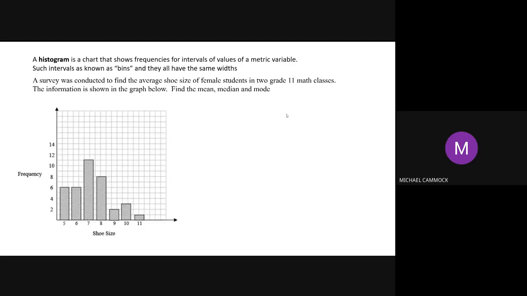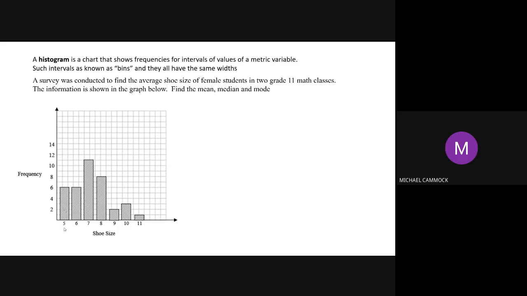So here's an example of a histogram, right? We did a survey of the average shoe size of female students in 2 grade 11 classes, and this information is shown in the graph below. I'm going to ask you to find the mean, median, and the mode. But let's just understand what this is really saying. Each of these bars tells you how many people had that particular shoe size.